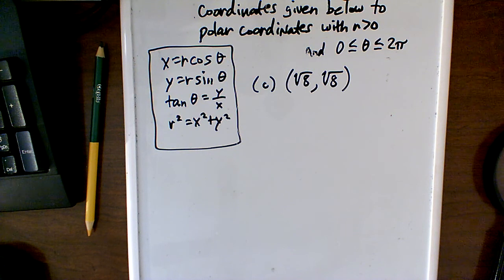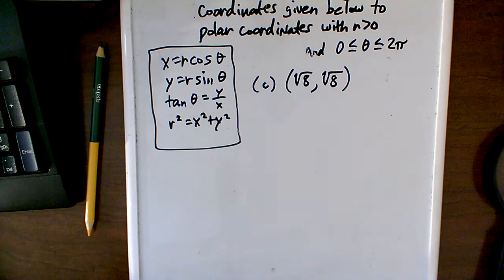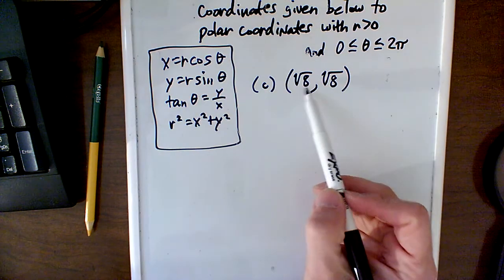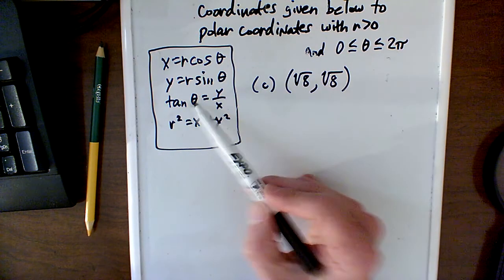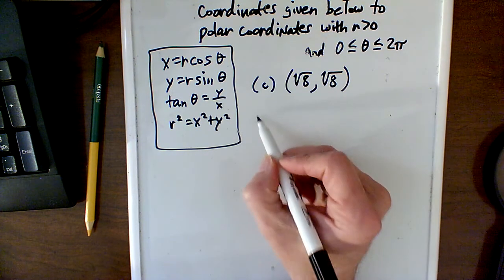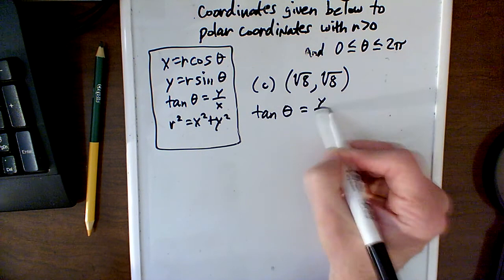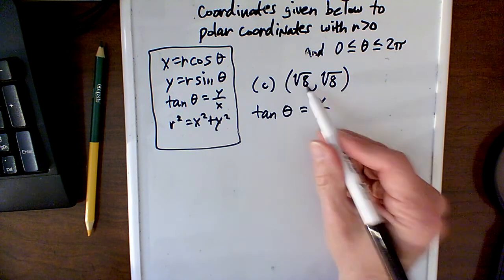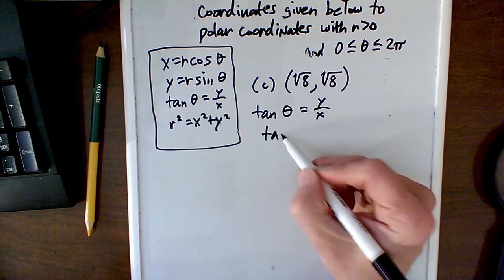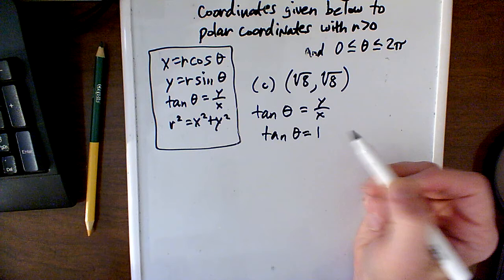Okay, so the next example is square root 8, square root 8 for the rectangular coordinates. So I would suggest you pause the video, try it yourself, and then come back and look at the steps for the solution. Okay, so we're starting off, we want to find theta, so we've got to use tangent theta equal y over x. So in this case, y and x are the same, so tangent theta equals 1.